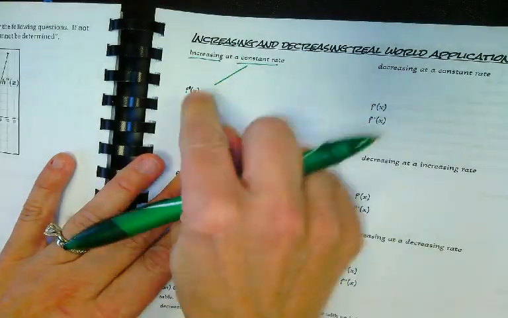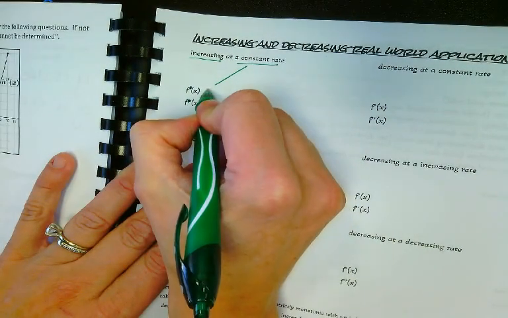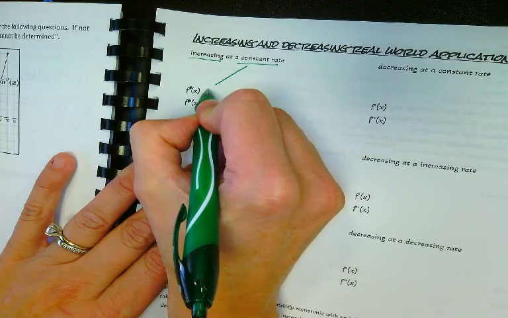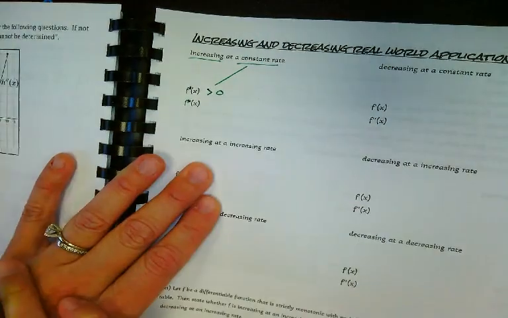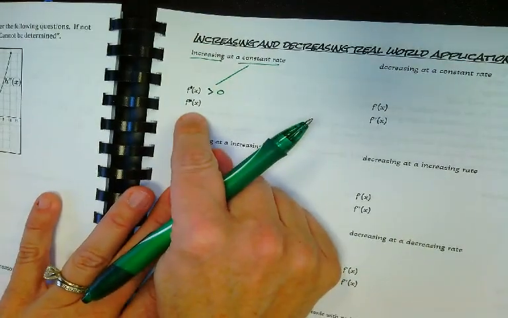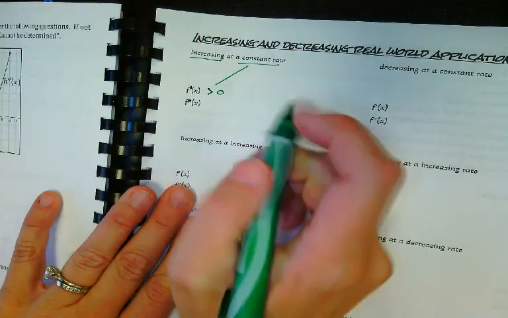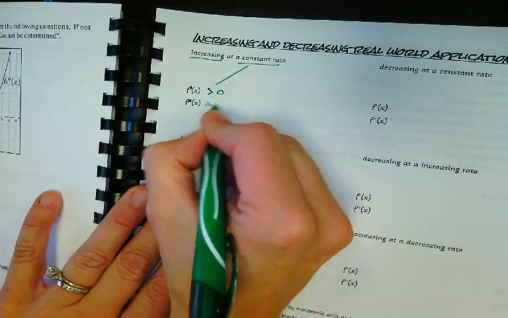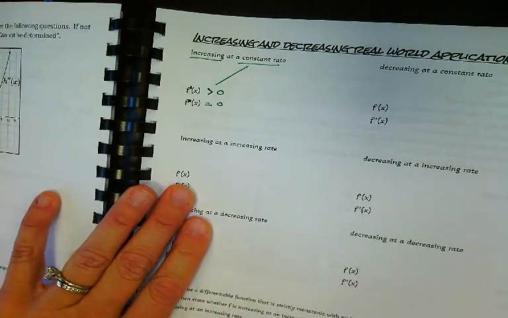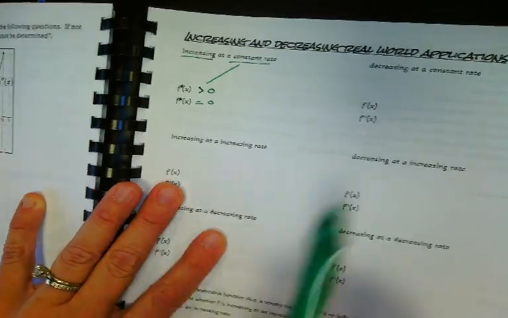So if it's increasing, what do I know about F prime? Greater than 0, positive, yep. How about F double prime? Double prime describes its concavity. How would you describe this concavity? Doesn't exist. So I'm going to say there's 0 concavity or doesn't exist. I'm probably going to stick with 0. Same idea to the right.